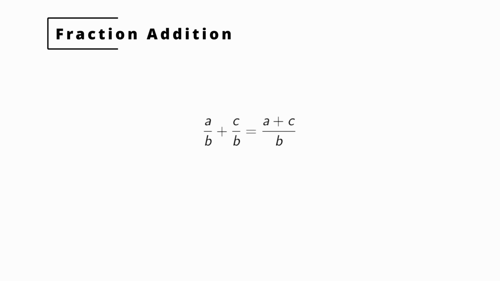Adding two fractions, when they have the same denominator, is relatively straightforward. If you have a over b plus c over b, then the way to add those two fractions is to simply add their numerators and then put that over the same denominator. So you would get a plus c over b. Let's take a look at an example.